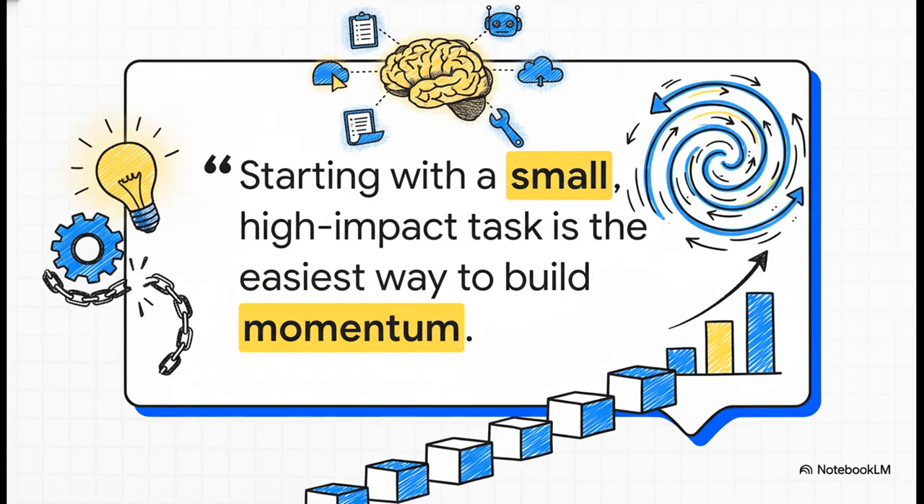Okay, I know this can sound a little overwhelming, a little complex, but I love this quote from Zapier. The key is just don't overthink it. Find one small, annoying task that has a big impact and start there. That's how you get the ball rolling.